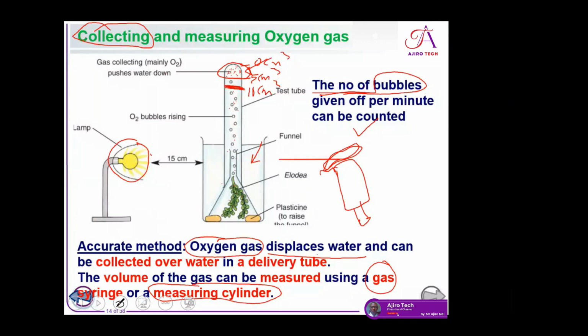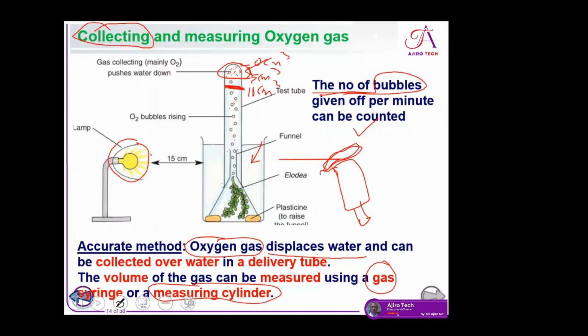Or you collect it in a measuring cylinder over water, then you can measure the actual volume of gas produced per unit time. That's why it's a more accurate method of determining the gas produced during an experiment. Do you get that now? Yes. So they could talk about how to collect the gas.